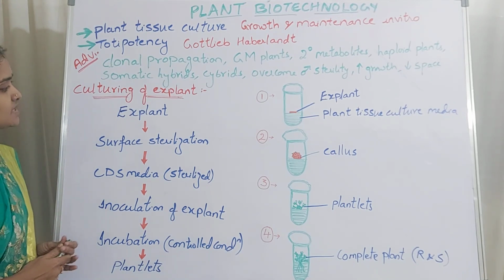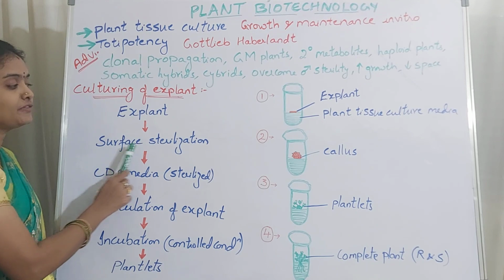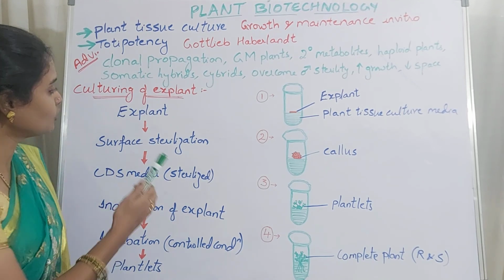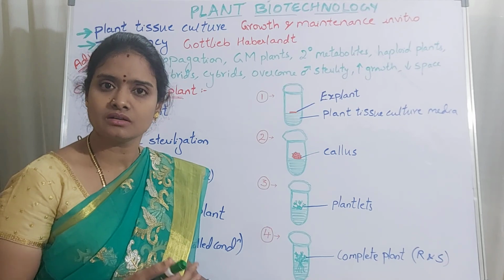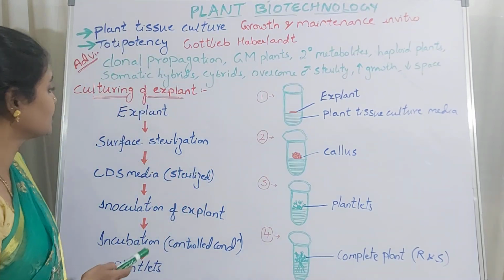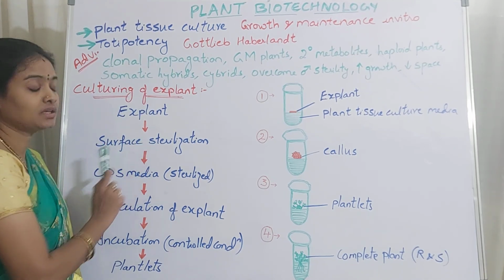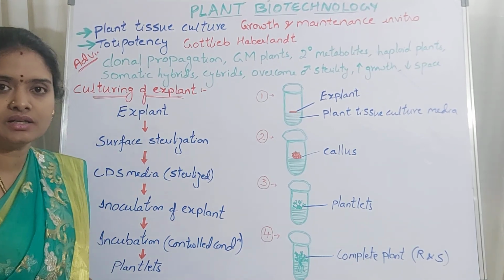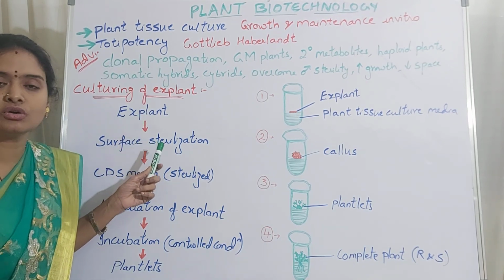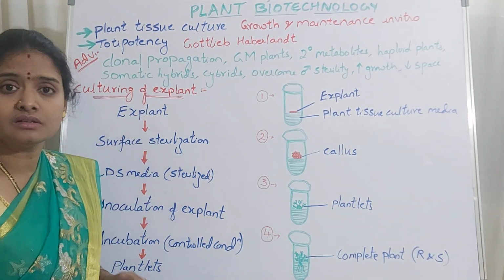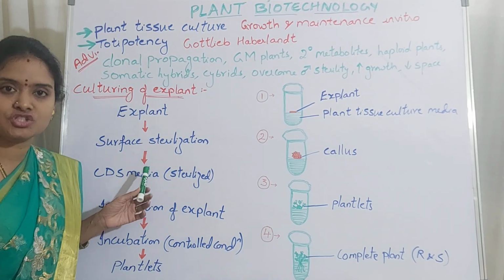If you are selecting the leaf, you are going to perform the surface sterilization process. Over the leaf, there may be some contaminants from the air, dust. So all these contaminants must be sterilized. Here you make use of mercuric chloride to surface sterilize the explant. Then you rinse it in double distilled water, then air dry in a laminar airflow chamber.